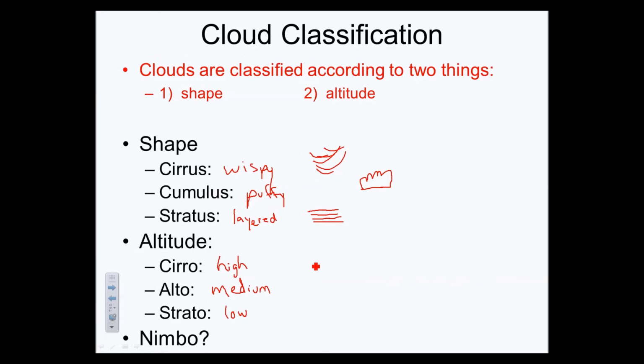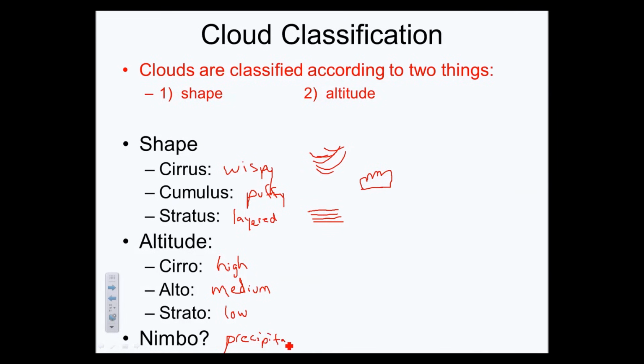The same thing is true for low-level layered clouds. Stratostratus, that's kind of stupid. We just say stratus. Okay? But that's how you make them up. If a cloud has precipitation, then it has nimbo in it. Okay, so precipitation, nimbo.